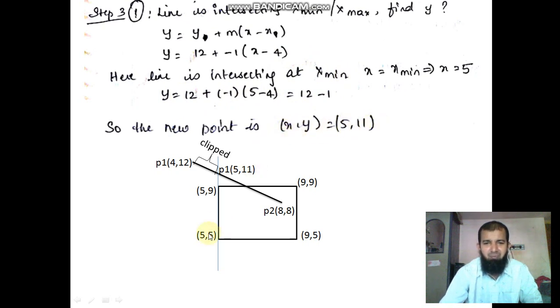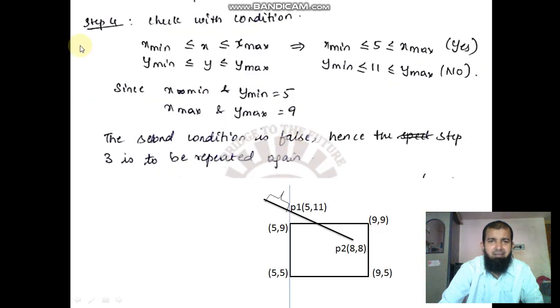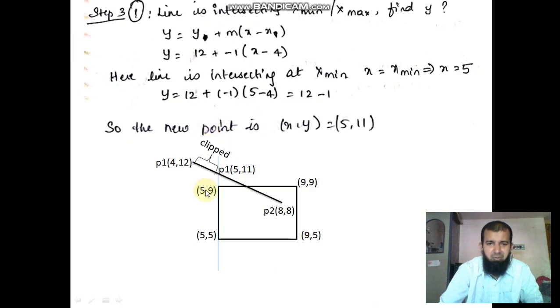X value is what? 5 only. So at this position the x value is 5 only. Y value is 11 now. 12 minus 1 is 11. Clear, no? Next. So here, this part gets clipped, from here to here.